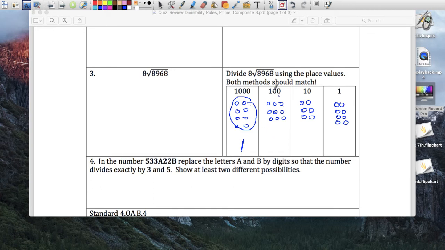Let's move on to 100. I have 9 hundreds. So can I make a group of 8? I can. And because there's 9, I'm going to have 1 left over. So definitely one group of 8. And this leftover 100, remember, shifts over this way, and it becomes 10 tens. 1, 2, 3, 4, 5, 6, 7, 8, 9, 10. 10 tens. Can I make a group of 8? I can make 1, 2, 3, 4, 5, 6, 7, 8. I can make one group over here.